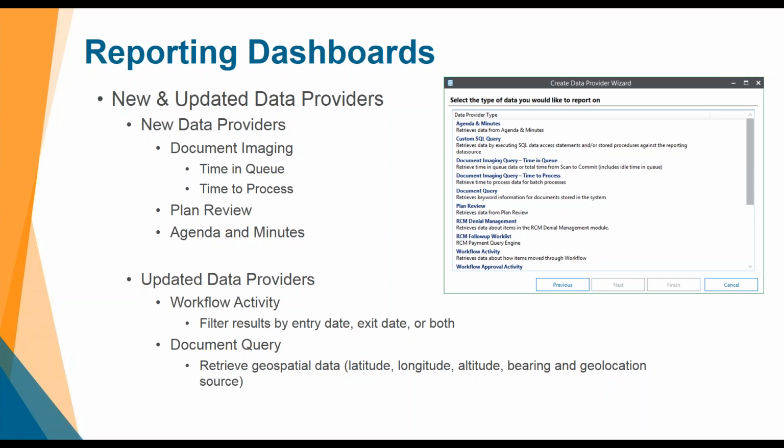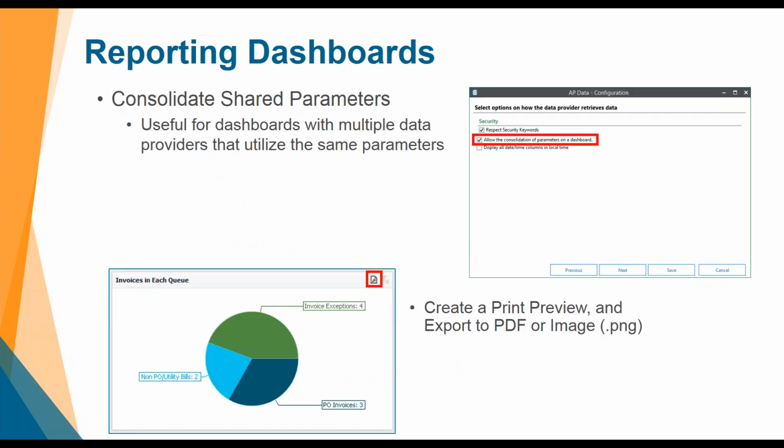Additionally, the document query, so the geospatial, you'll hear a lot about Esri and the Esri integration, where you can use geolocation, latitude, longitude, altitude, bearings, geolocation information to be able to track where things have happened. That all has now been added into the document query data provider for reporting dashboards.